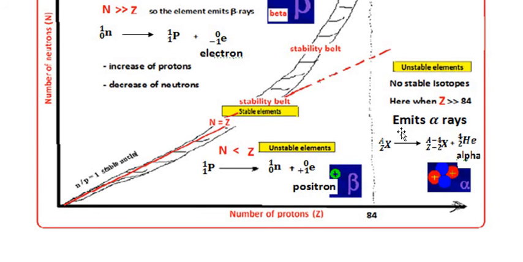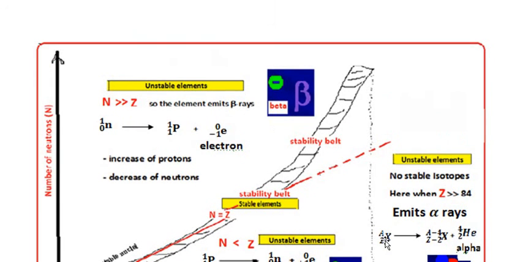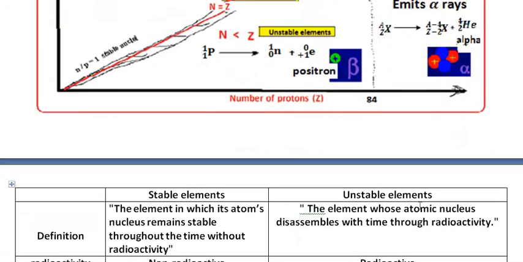If the atomic number of the element is greater than 84, the element is unstable and emits alpha particles, and the number of protons decreases by 2, and the number of neutrons also decreases by 2, so the mass number is changed by 4.